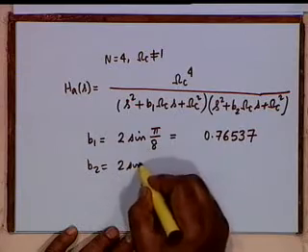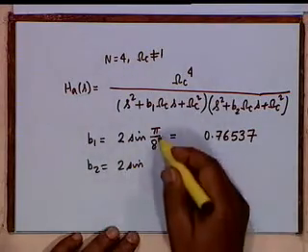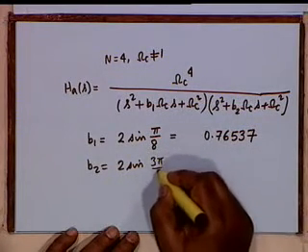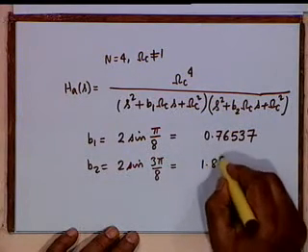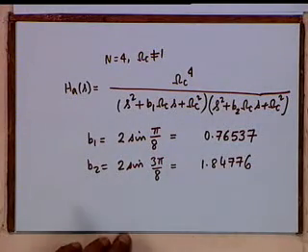Okay? b2 shall be twice sine. You don't have to go back to 2k minus 1. If it is pi by 8, the next increment would be by 2 pi by 8, so 3 pi by 8. And this comes at 1.84776. So you know the total transfer function.